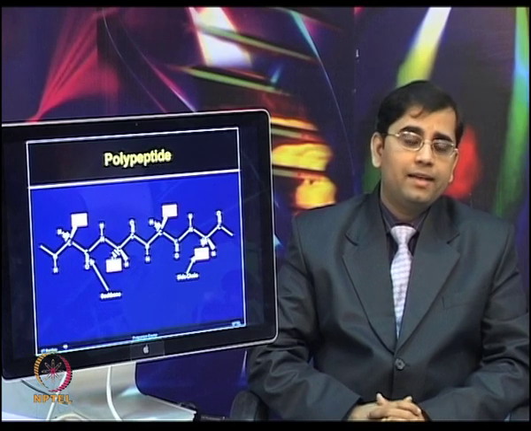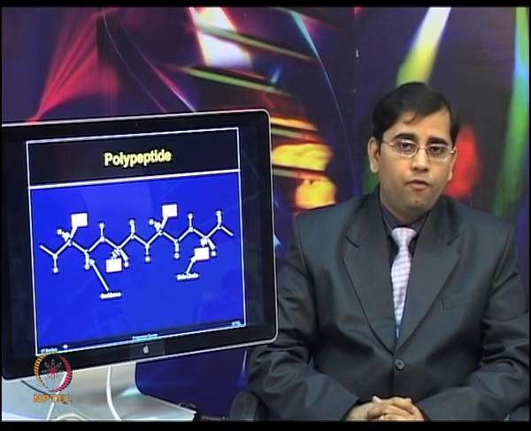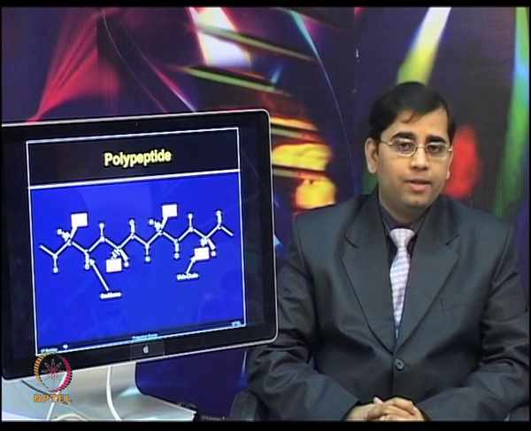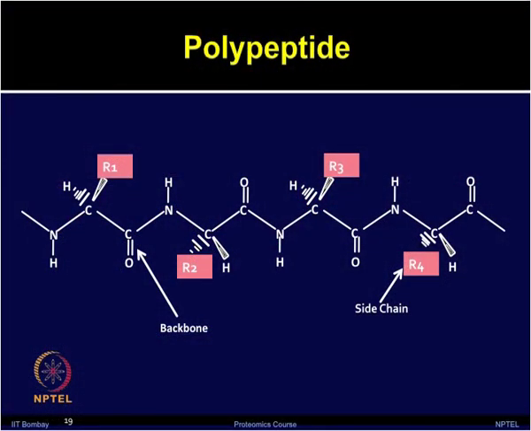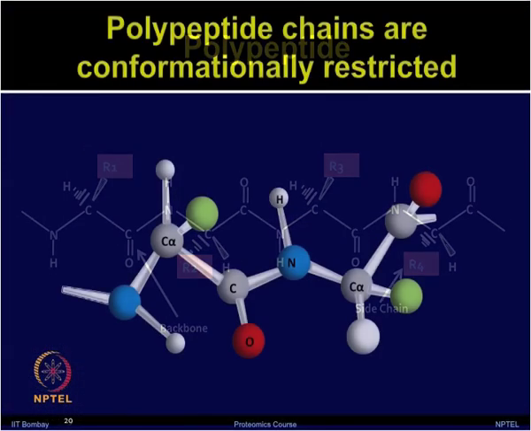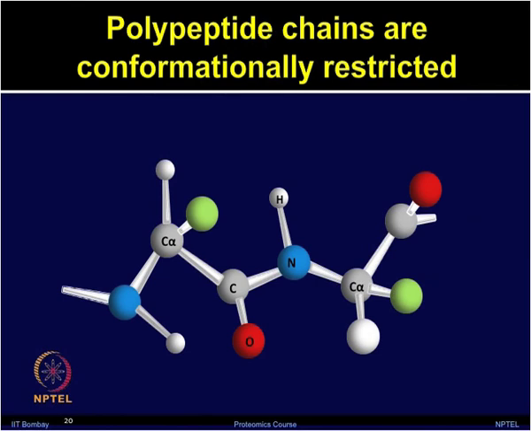Now, when many amino acids are linked together, they form a polypeptide. As you can see in this slide, multiple peptide bonds are present. The polypeptide chains are conformationally restricted. Therefore, the peptide bond is planar. Amino acid pairs linked by the peptide bonds have all 6 atoms lying in the same plane. As you can see here: alpha carbon, carbon, oxygen, nitrogen, hydrogen, and another alpha carbon.